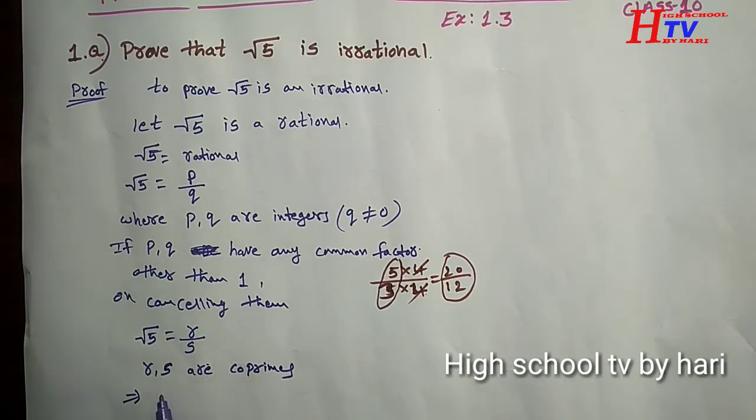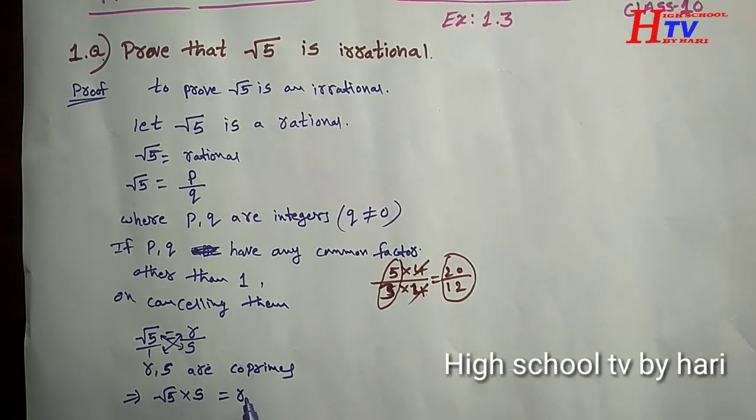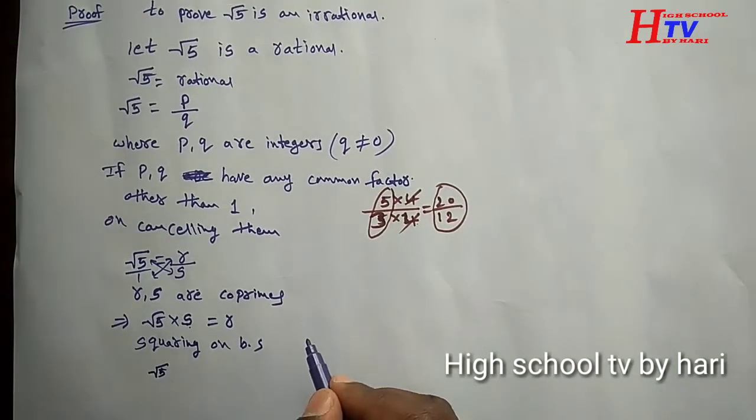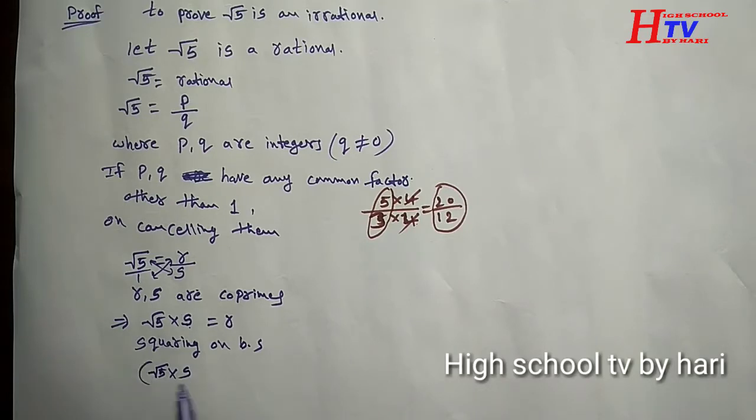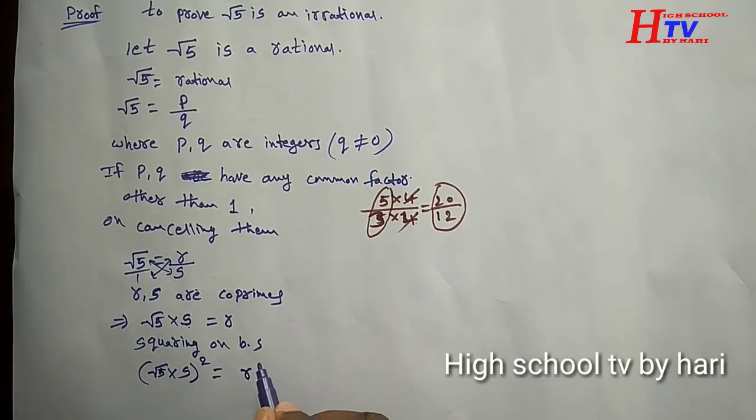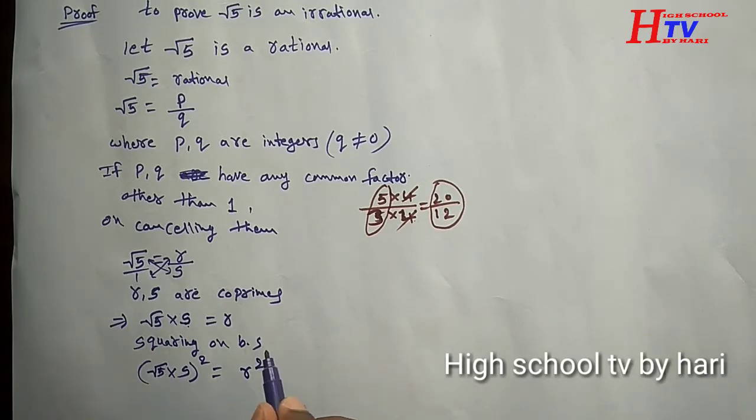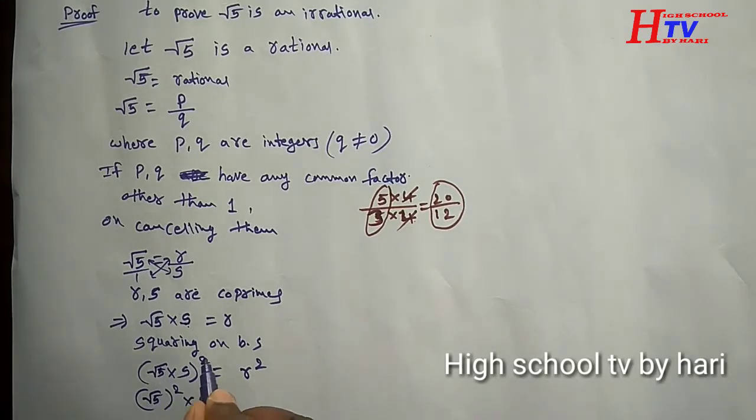This becomes root 5 by 1 equals r by s. Cross multiplication: root 5 into s is equal to r into 1, nothing but root 5 into s is equal to r. Squaring on both sides: root 5 into s whole square is equal to r square. On both sides I am applying square. It is root 5 whole square into s square, using (ab) power m equals a power m into b power m.